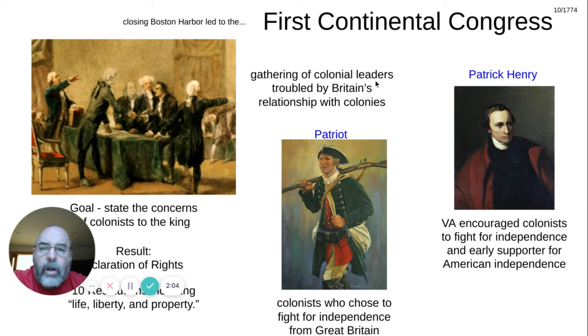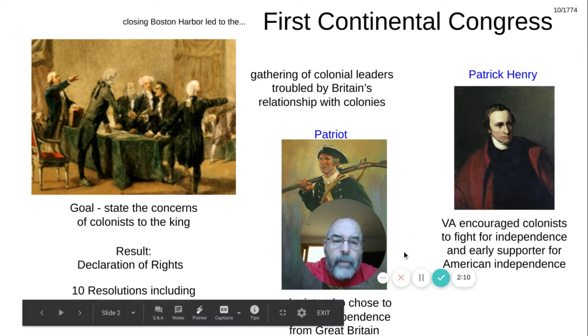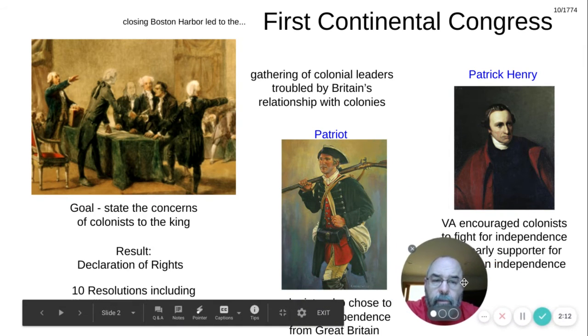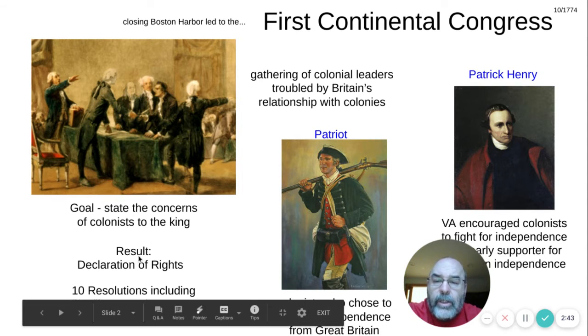So the First Continental Congress is this gathering of colonial leaders, because we were upset with what Britain was doing to us, or what Britain was doing to the colonists. Now, our goal is more to state our concerns to the king. Hey, this is something that we don't like that's going on. We're hoping that we can fix this. The colonists are still going to be British. They're still going to identify as British, and they still want to be a part of Britain. But there are some impacts or issues that they want the king to look at. And so we send the Declaration of Rights.